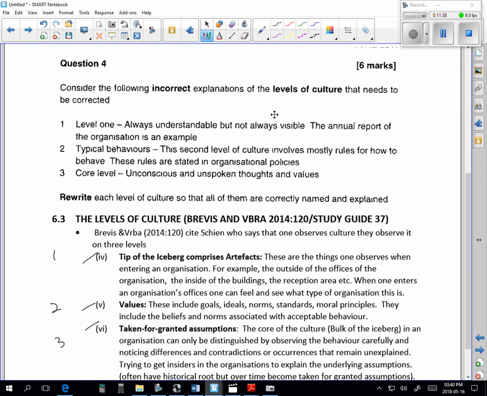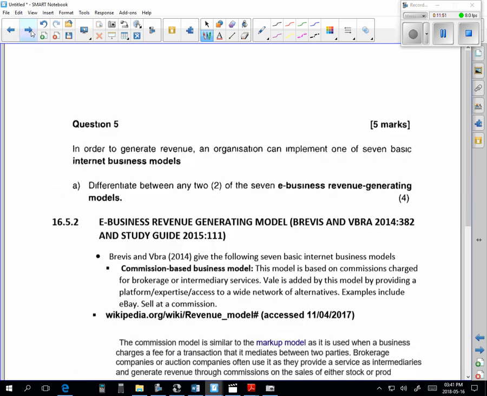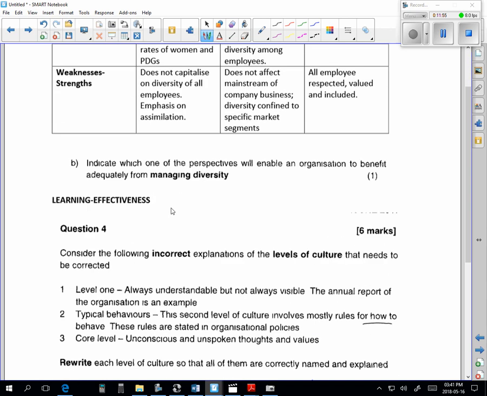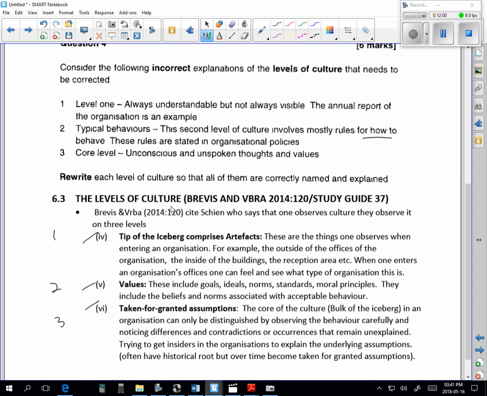So this one is correct. These are rules on how to behave. Let me just look at your core, the unconscious. Oh, no, these are just 3 levels.